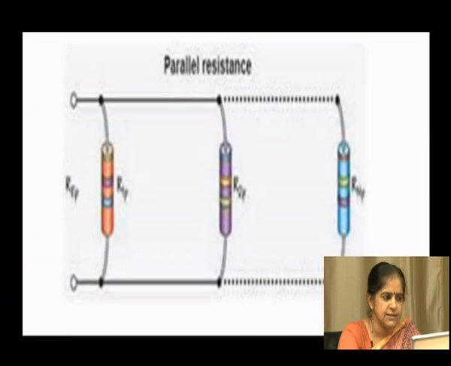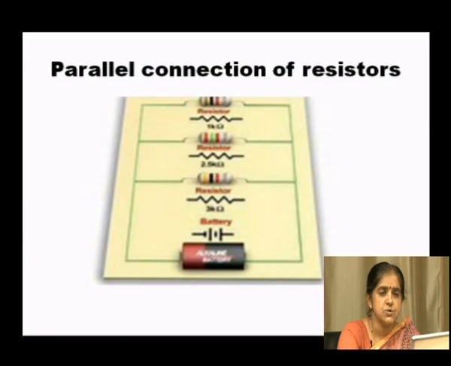Here there are 3 resistances R1, R2 as well as R3, and how are they connected? They are connected in the parallel configuration, and this shows another example for the parallel connection of the resistances, which shows the source of supply, that is the battery, with 3 resistances connected in parallel.